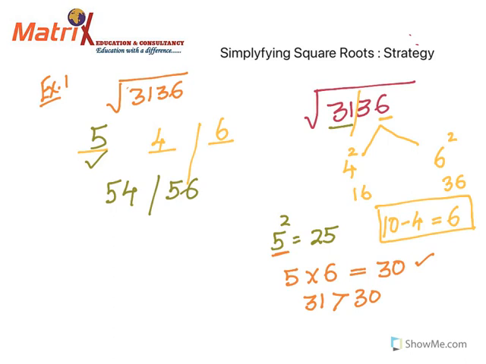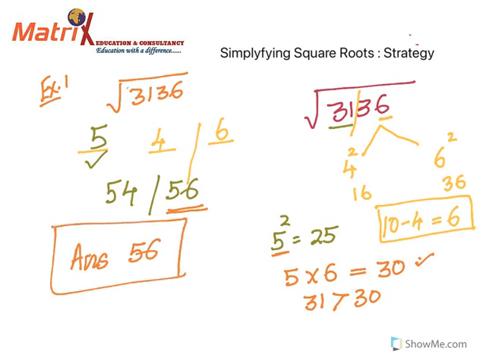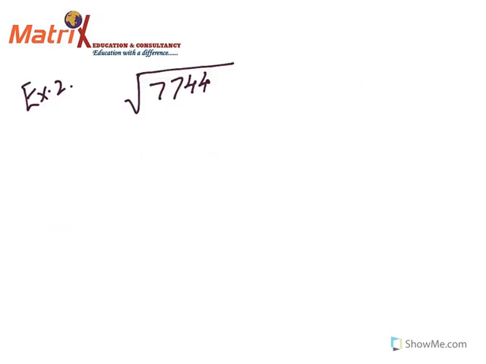So we say 31 is greater than 30. I'm going to pick the larger number. This is a rule: if the inside number is greater than the number multiplied in this step, we will always pick the larger number, and hence my answer is 56. You can use calculators to verify the answers.